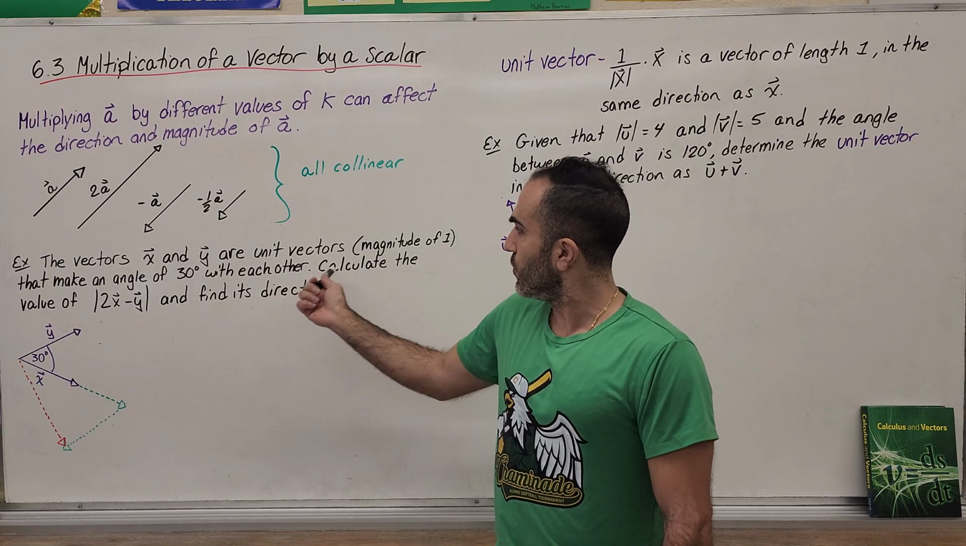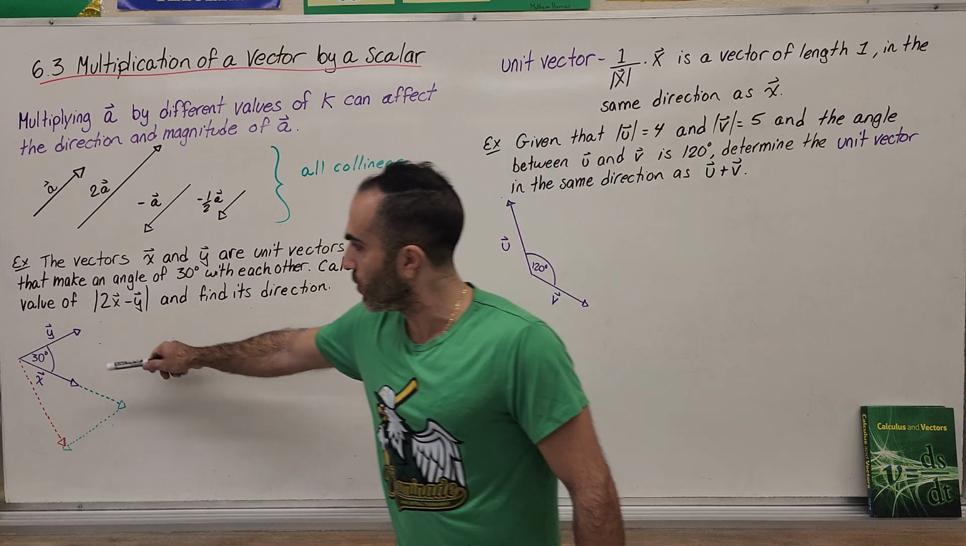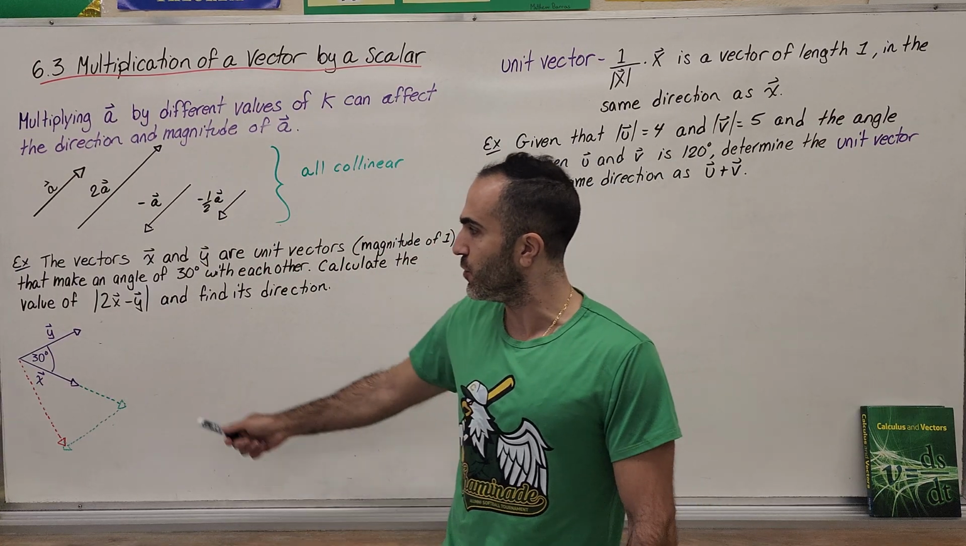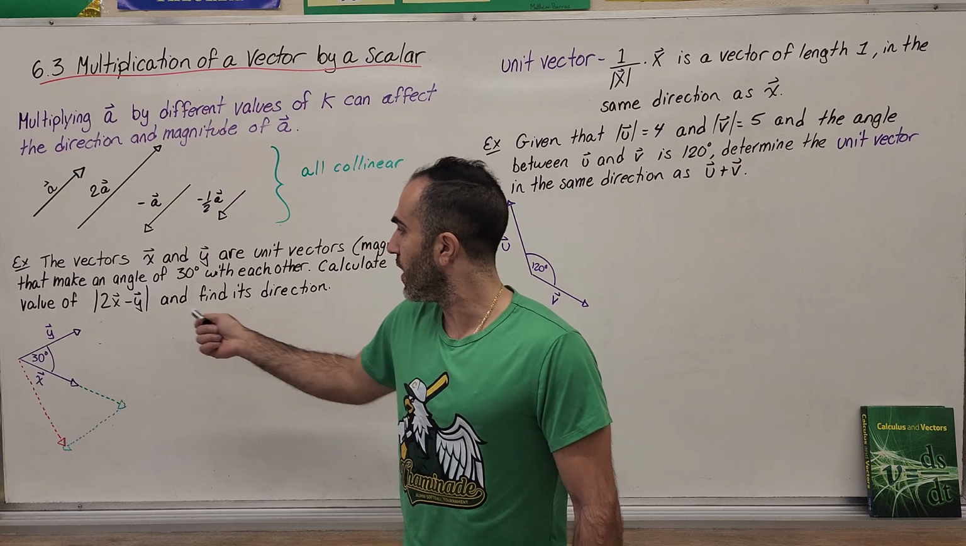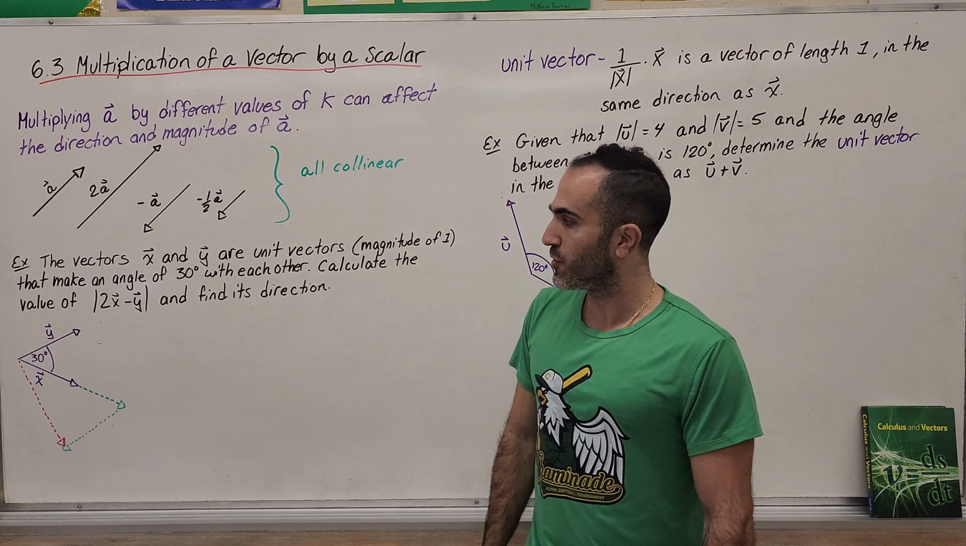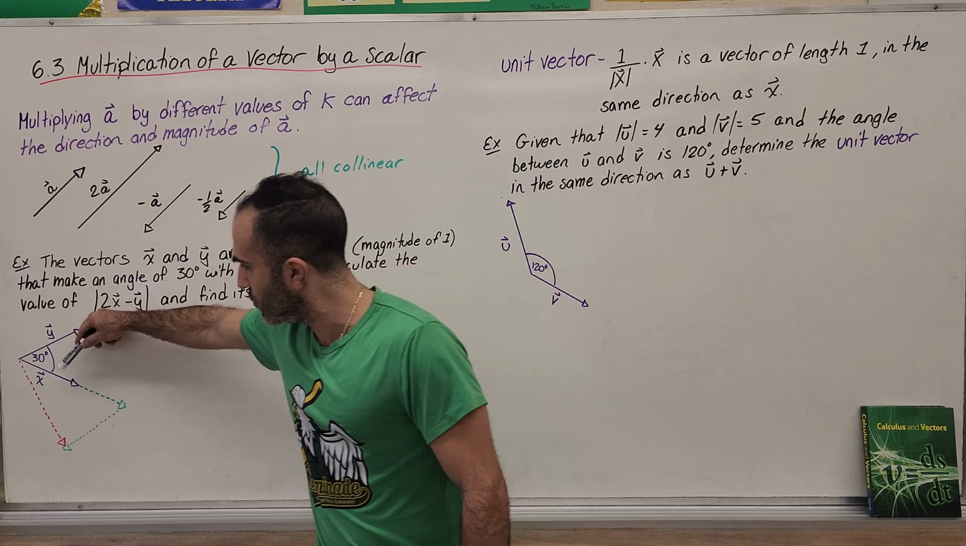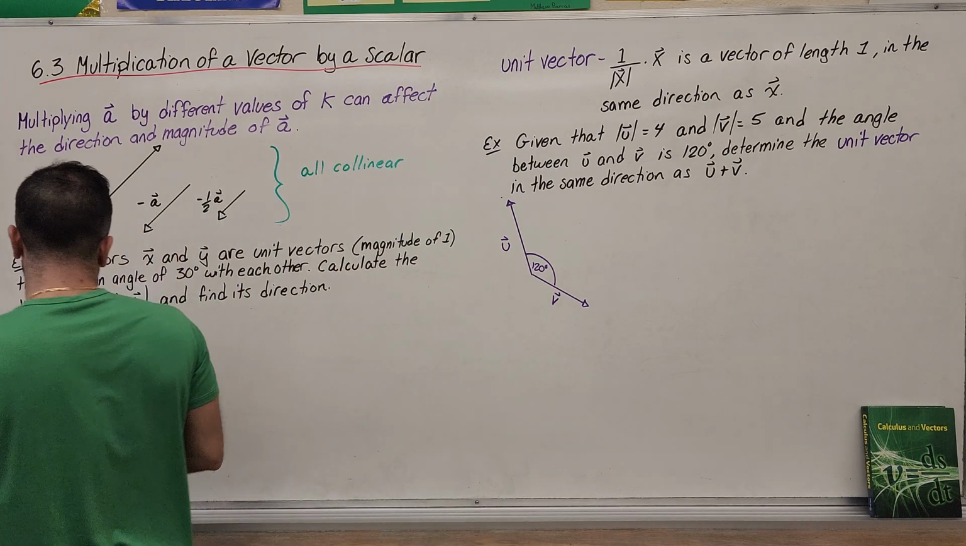So vectors x and y are unit vectors, magnitude of 1. They make an angle of 30 with each other. There's x and y. Calculate the value of the magnitude of 2x minus y, and then find its direction. So first I'm going to find the magnitude. I drew the diagram, and I just played around with 2x. This is another x.